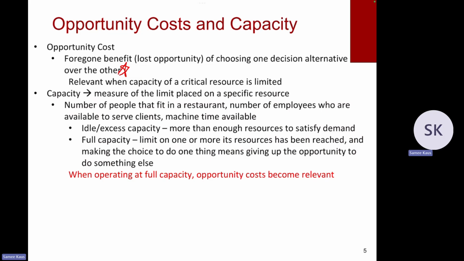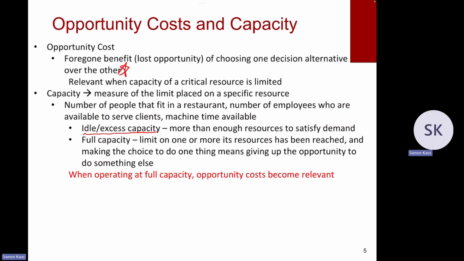Okay. So again, number of people that can fit in a restaurant, number of employees who are able to serve clients, machine time available, etc. So you kind of have two options here. You either have idle or excess capacity, and that's saying I have more than enough resources to satisfy demand. Like I always have an espresso machine at Starbucks that is not being used. It sits idle because there's not so many customers that I need to start up that espresso machine. Versus full capacity is, hey, at least one of my resource limits has been reached. So I cannot fit another employee in the Starbucks counter, or I use all of my espresso machines.